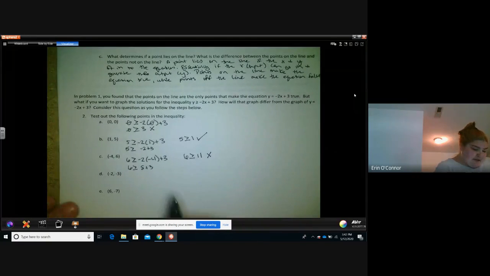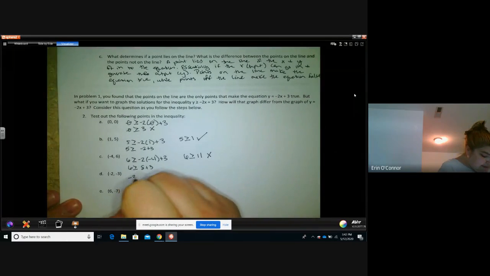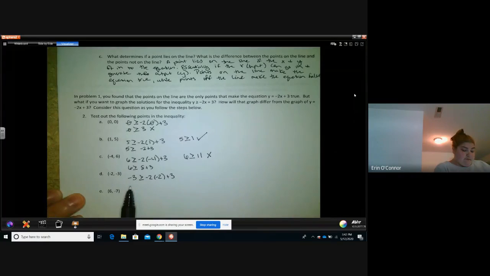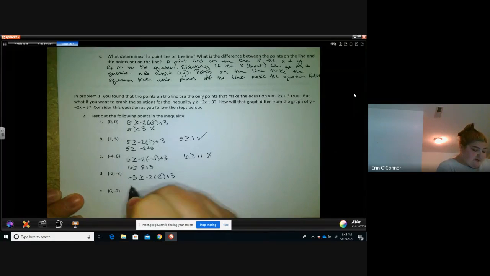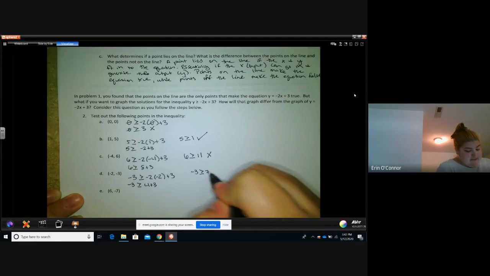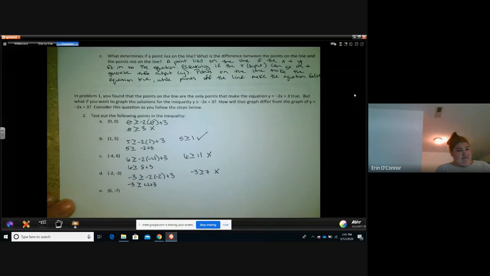Negative 2, negative 3. Let's try this one. So negative 3 is greater than or equal to negative 2 times negative 2 plus 3. Negative 2 times negative 2 is 4. So 4 plus 3. 4 plus 3 is 7. Is negative 3 greater than or equal to 7? No, it's less than. So this one doesn't work out.